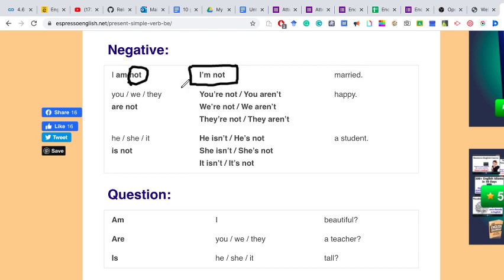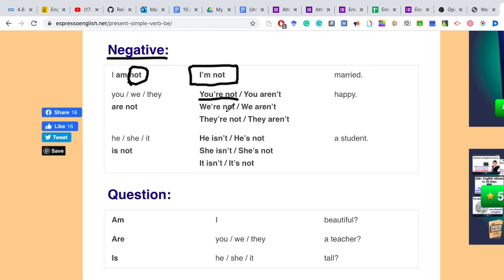I'm not married. But with you, we, they, are not. There are two ways of making the short form of the negative of the verb. For example, you're not. This is one way. Or you can write, you aren't. You aren't happy. Or you're not happy. Both of these are the short negative form of the verb.